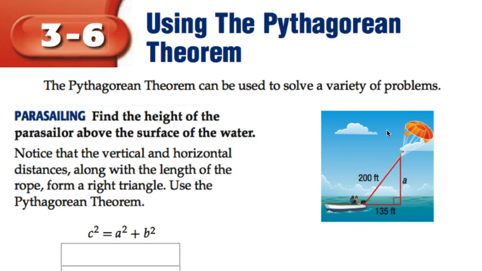Welcome back. In our last lesson, we talked about the Pythagorean theorem and its converse, and how right triangles have a special situation between the lengths of the sides. So in this lesson, we're going to actually use that Pythagorean theorem to solve some problems. So here we go. Let's jump in.